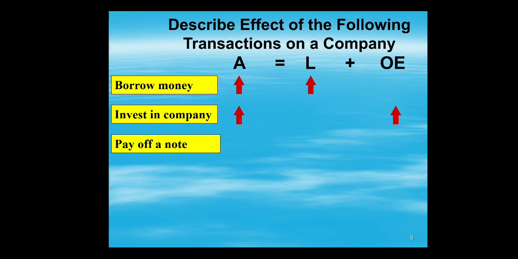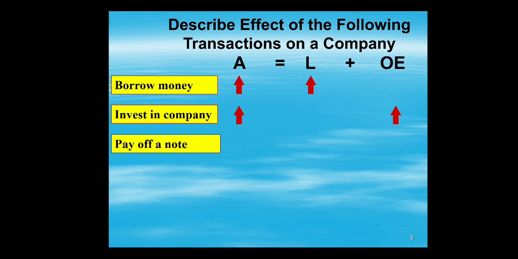Okay, pay off a note. This one is like the business paying the bank loan. What will happen? What do you think? Let's say there is a business, and the business pays the bank loan $1,000. So the asset cash of the business will decrease, because when the business pays $1,000 to the bank, there is a cash out. The cash from the shop or the business goes out to the bank. So asset will decrease 1,000.